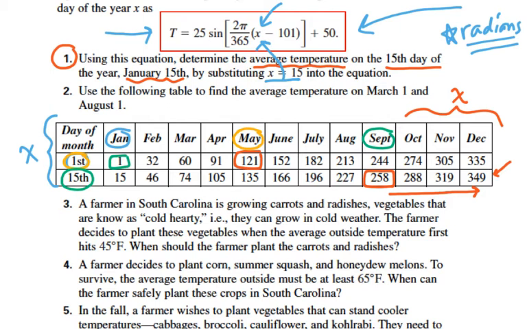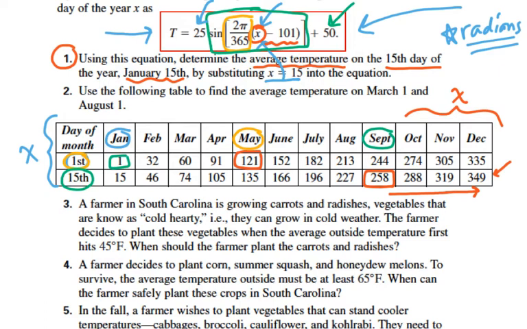Plug 15 in for X here in the equation. Then you're going to subtract 101. Then you're going to multiply by 2 pi over 365 in your calculator. And you're going to take the answer to that and take the sine of the answer. And then multiply it by 25. And the last step is add 50 to your answer.